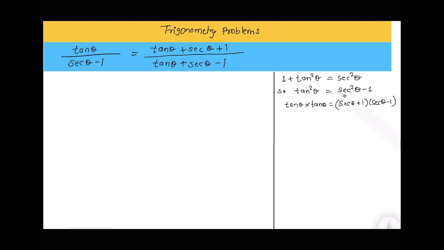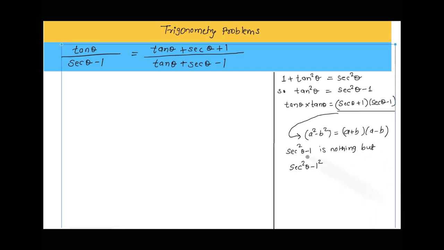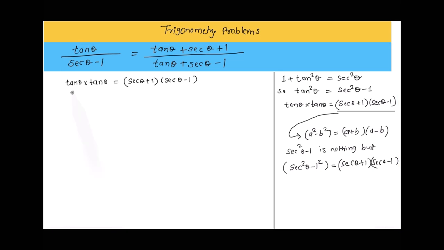How did we simplify sec square theta minus 1 as sec theta plus 1 into sec theta minus 1? By using a square minus b square is equal to (a plus b)(a minus b). Let me explain. Sec square theta minus 1 is nothing but sec square theta minus 1 square. Expanding this, we get sec theta plus 1 into sec theta minus 1, like a plus b, a minus b. We will use this simplified form of trigonometric function 1 plus tan square theta is equal to sec square theta to solve this sum. So let's write it down. Tan theta into tan theta is equal to sec theta plus 1 into bracket sec theta minus 1.